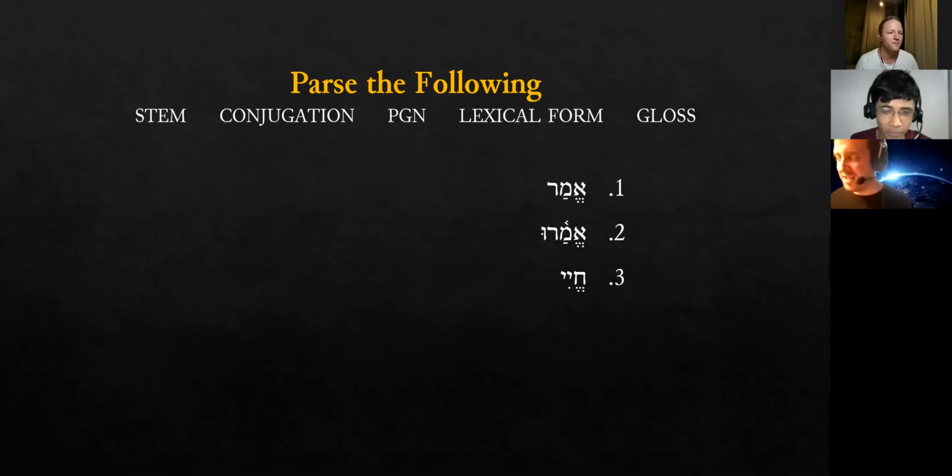All right, number 3, Hosea. So this is a Peal Imperative. Conjugate, PGN, second masculine singular. Lexical form: live, Kaya. Gloss, live. I wonder if it would be chet vav hey or chet yod hey. Could be either way. Number 4, puku.